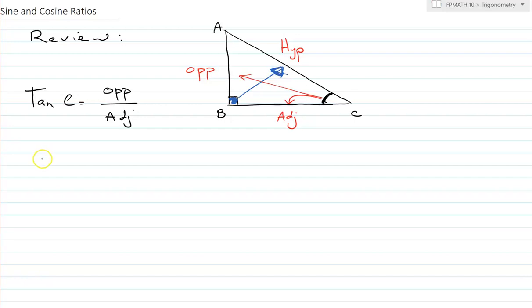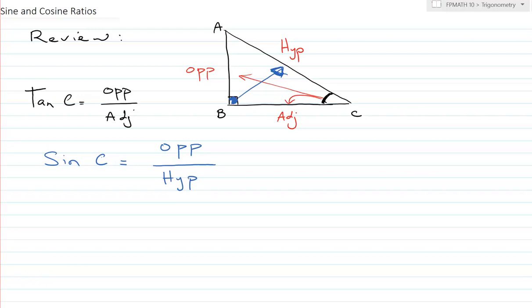All right, first, sine. We write it as sin, but it is pronounced sine. So sine of angle C is actually the length of the opposite side divided by the length of the hypotenuse side. Okay, that is the sine ratio for that angle.